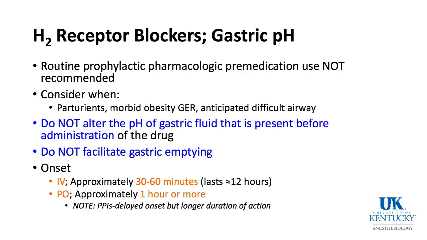So if you already had 100 cc's of acidic fluid in your stomach, it's not changing the pH of that. And it doesn't facilitate gastric emptying like Reglan did. The onset intravenously of H2 blockers is approximately an hour or so and lasts about 12 hours. Orally, approximately 1 hour or more onset. Remember that the PPIs have a longer onset, takes longer for their effect to start, but a longer duration of action.